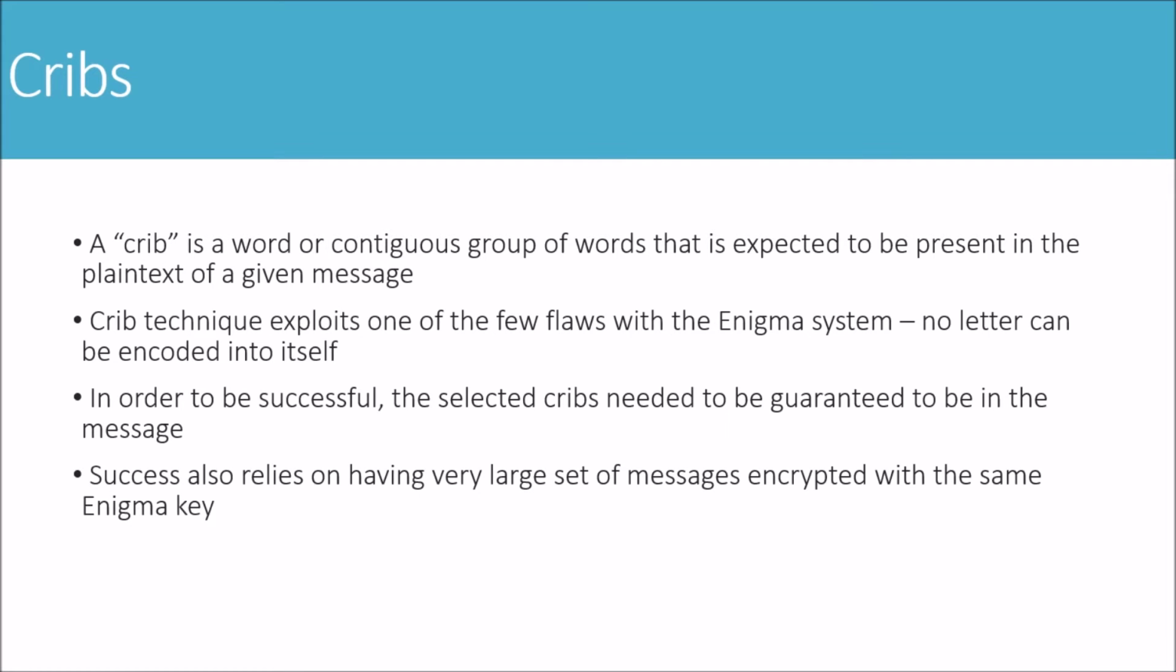Now, the crib technique exploits one of the only flaws present in the Enigma Machine system, which was the fact that whenever you're pressing the keys on the Enigma Machine, if I press the A key, there is a 0% chance that the A key will then light up as a result. So, in short, no letter could ever be encoded into itself. And with that information, it was possible to drastically narrow the search space on what key you were looking for.